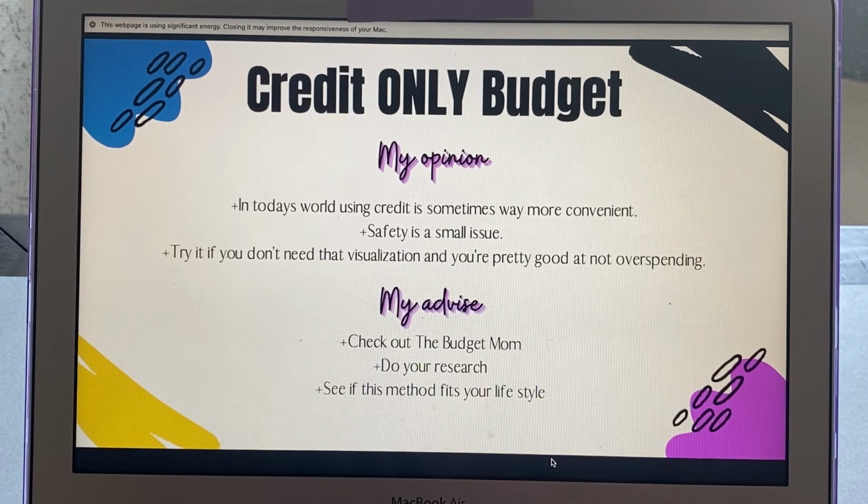Like I said, do your research and see if it fits your lifestyle. That's the main whole point of budgeting. If it doesn't work for you, then don't do it. Budgeting is a very personal thing, and what works for you may not work for me, and what works for me may not work for you. So make sure you just do your research.